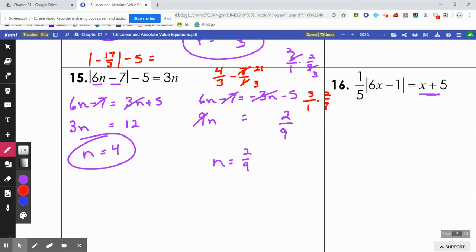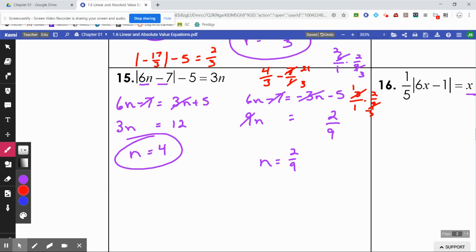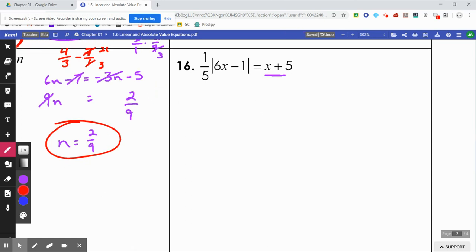3/1 times 2/9. Cross cancel. 1, 3. That gives you 2/3. So we have to do the absolute value of negative 17/3, which is 17/3. We have to subtract 5 and see if it's equal to 2/3. Multiply top and bottom by 3. That'll be 15/3. When we do that, 17/3 minus 15/3 actually does give you 2/3. So that's also a solution. So both of those solutions did work. So that just goes to show you don't always have to have extraneous solutions.